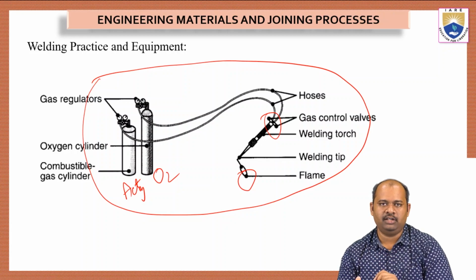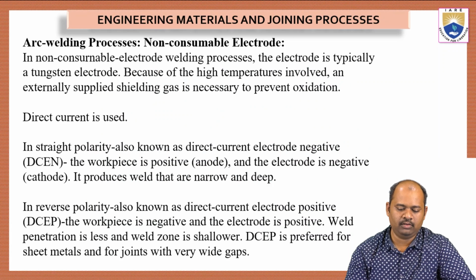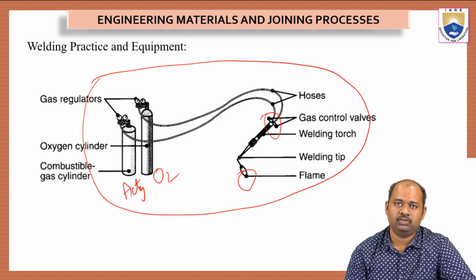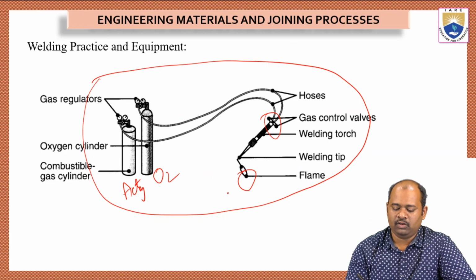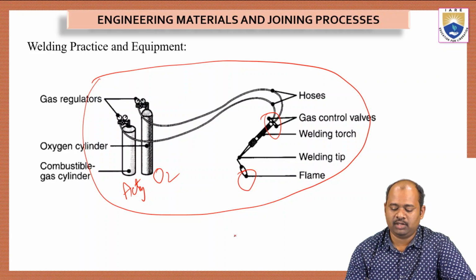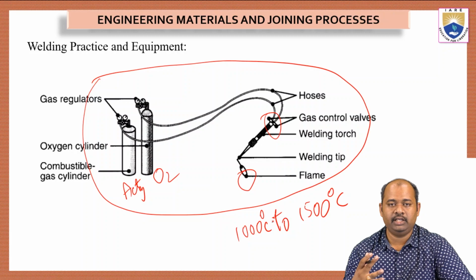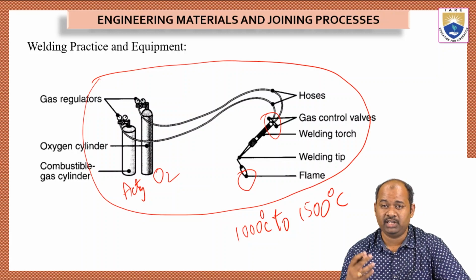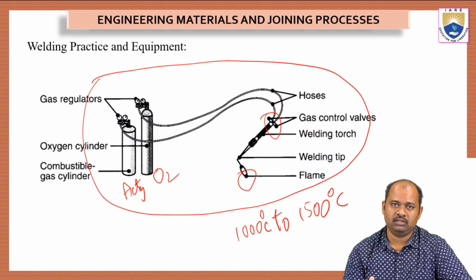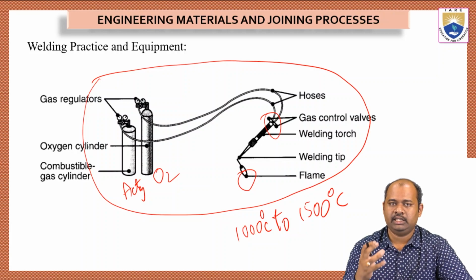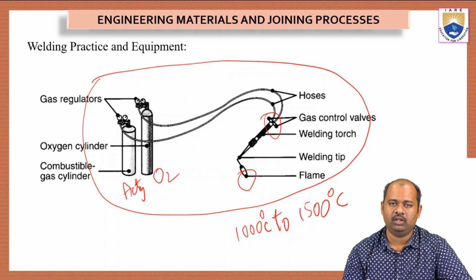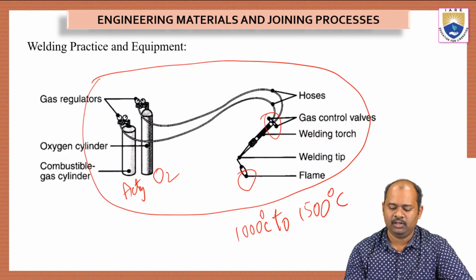This flame is used to melt the filler material as well as the base plate. So when we compare how this process is completed, the welding torch will produce a temperature of about 1000 to 1500 degrees centigrade. This much high temperature is required for the melting of the metal, the base plate or the weld filler rod. So these two are melted with this welding torch locally.